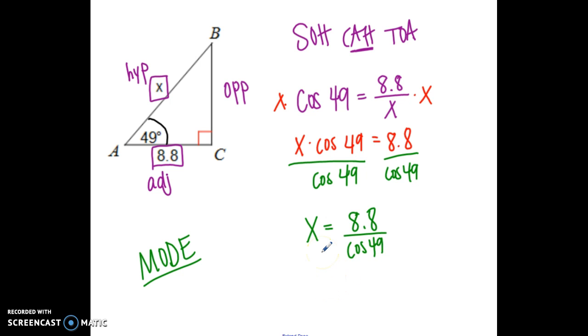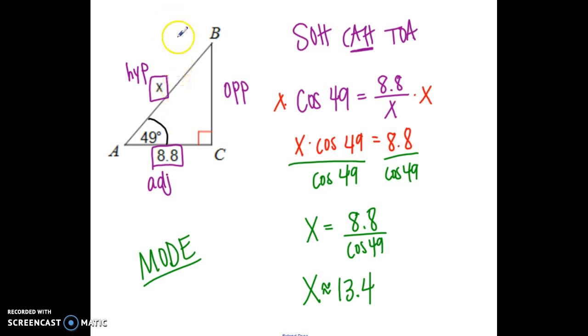And I would say in this case, just go ahead and round to maybe the nearest hundredth, nearest tenth, whatever you guys think. Typically, I'll try to tell you what I need you to round to. But that means in this case, x is approximately, when I type that in my calculator, 13.4. We can go to the nearest tenth, that's fine. So that means our hypotenuse is 13.4. It's a good sign that it's bigger than 8.8, considering the hypotenuse is supposed to be the longest side.